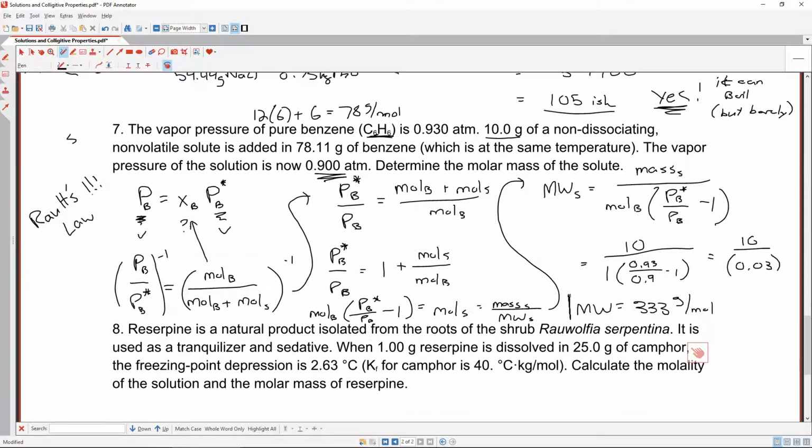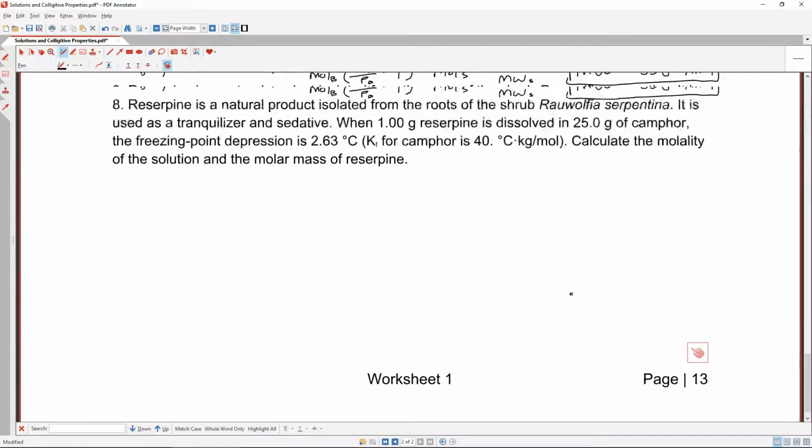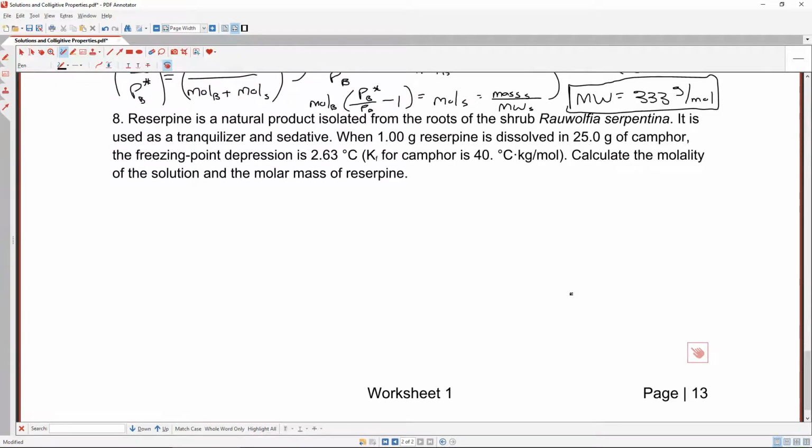Let's box the answer and carry on. Oh, this is the last one. Okay. Oh gosh, how do you pronounce that? Reserpine. I'm going to call it R. R is a natural product isolated from roots of the shrub, blah, blah, blah. It is a tranquilizer and sedative. When a gram of R is dissolved in 25 grams of camphor, like Campho-Phenique, interesting, the freezing point depression is 2.63 degrees Celsius.